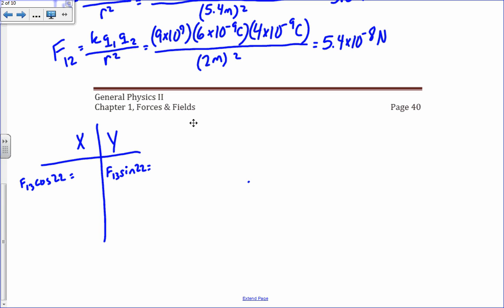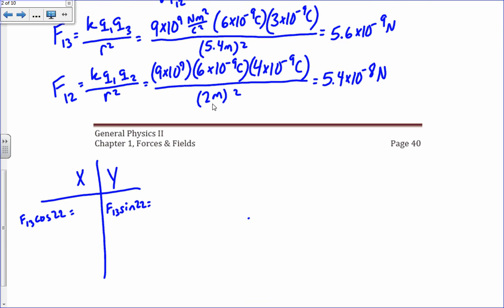F13 cosine of 22 is, let's see, 5.6 times 10 to the minus 9 times cosine of 22. I get 5.2 times 10 to the minus 9.